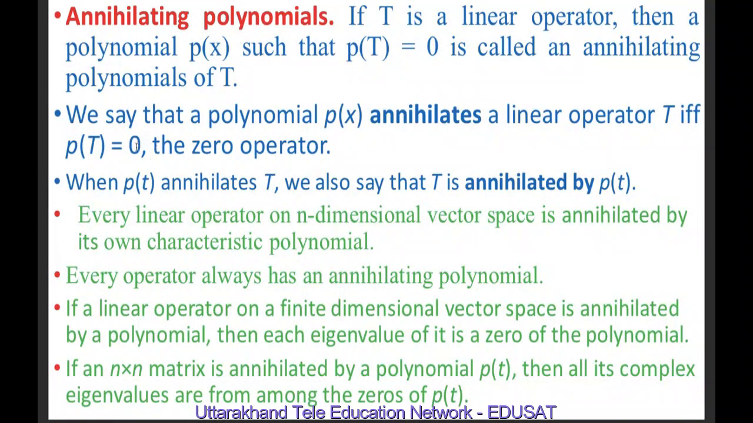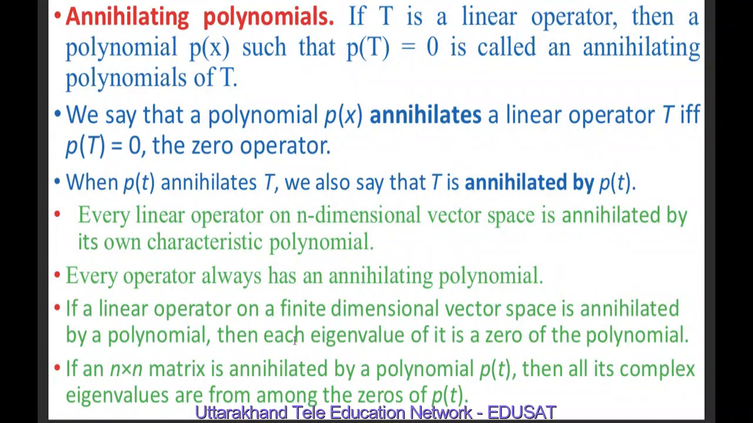Here 0 is the zero operator and T is a linear operator. When p(t) annihilates T, we also say that T is annihilated by p(t). Every linear operator on n-dimensional vector space is annihilated by its own characteristic polynomial. Every operator always has an annihilating polynomial.